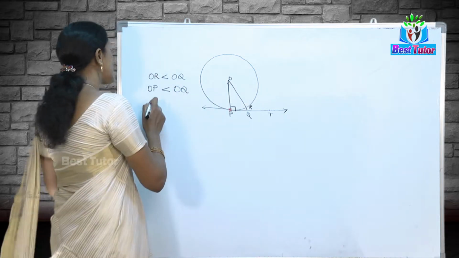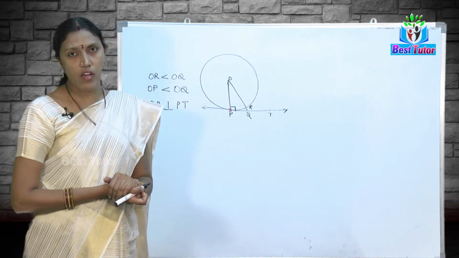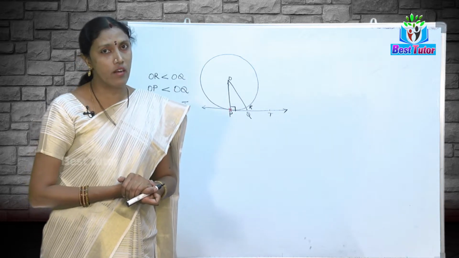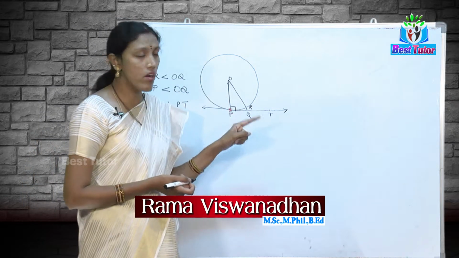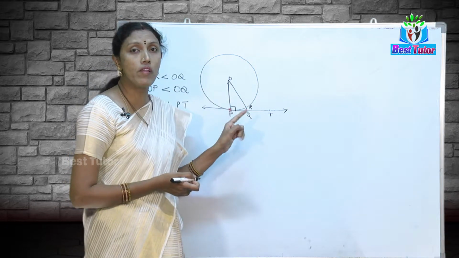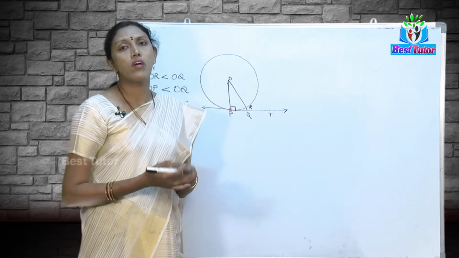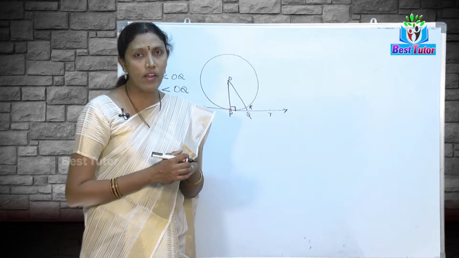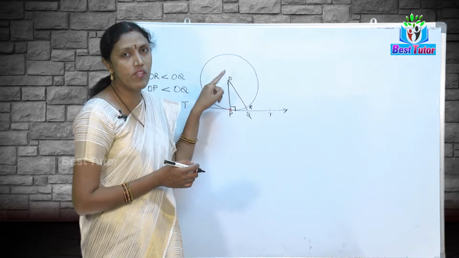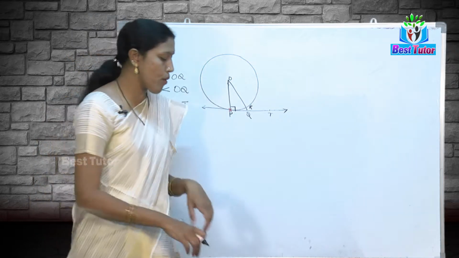Therefore, the radius is perpendicular to the tangent at the point of contact. This is the proof of the theorem. We were supposed to prove that the radius is perpendicular to the tangent at the point of contact, right? But we assumed that it is wrong. Then we considered one more line segment which is perpendicular to the tangent, and I proved that this line is greater than this line segment, which is absurd because the shortest distance from a point onto a line is the perpendicular distance. Therefore, OP should be the perpendicular drawn from the center onto the tangent. Hence, the radius is perpendicular to the tangent at the point of contact.